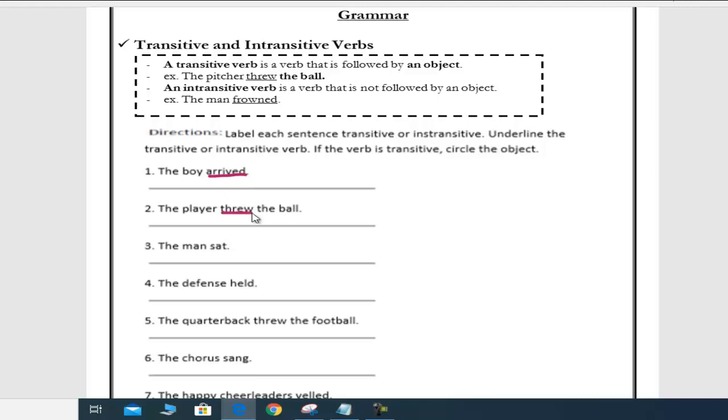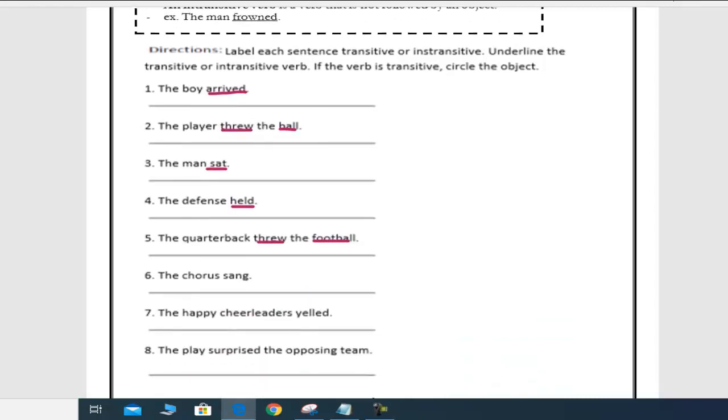The player threw the ball. Threw is the verb. What did the player throw? Ball. So ball is the direct object, so threw is a transitive verb. The man sat. Sat is the verb. It's not followed by an object, so it is an intransitive verb. The defense held. Held is the verb. It's not followed by a direct object, so it is an intransitive verb. The quarterback threw the football. Threw is the verb. Football is the direct object, so the verb threw is a transitive verb.